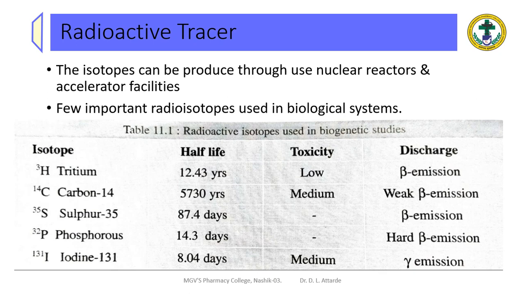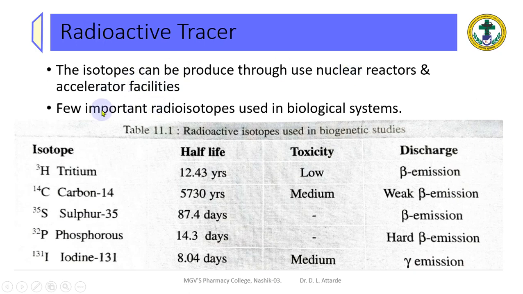Now, radioactive tracers. Here the isotopes used are radioactive. They are unstable and emit some discharges, and they are used for labeling of presumed precursors. So these isotopes can be produced through use of nuclear reactors and accelerator facilities.